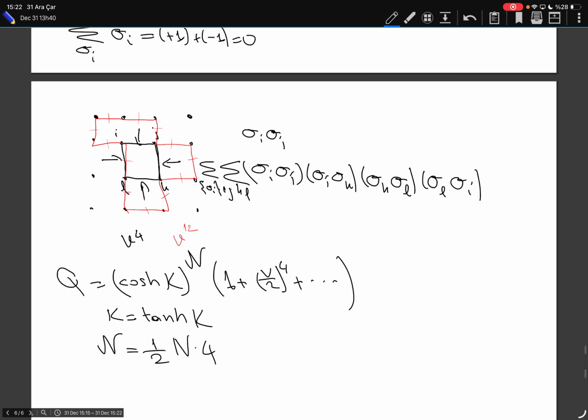How many such closed loops can I form? Well, just pick one corner. If you pick the lower left corner, it can be at n different points. So you get an additional factor n. This should be the number we have.